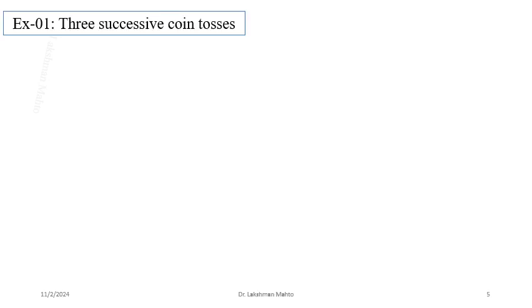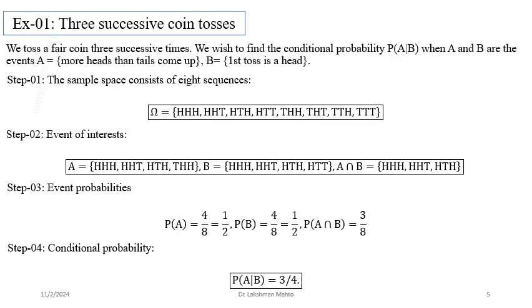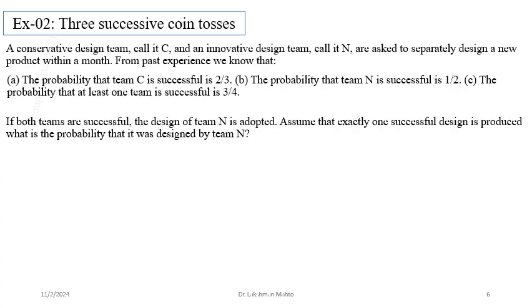Now, various other examples. This example we had already discussed. Now I will talk about another example. We have a conservative design team, we call it C, and another innovative design team, we call it N. They are asked to separately design a new product within a month. From past experience, we know this partial information.